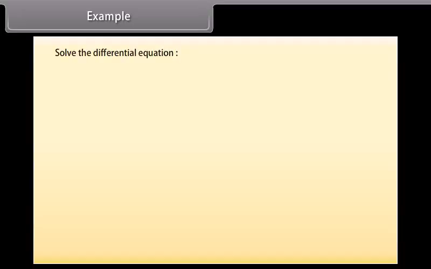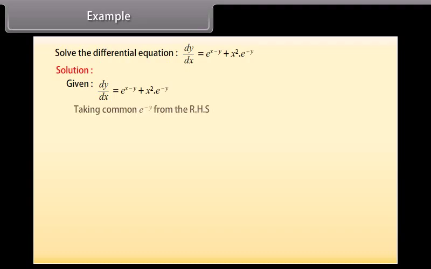Example. Solve the differential equation dy by dx equals e raised to the power x minus y plus x square into e raised to the power minus y. Solution. Given dy by dx equals e raised to the power x minus y plus x square into e raised to the power minus y. Taking common e power minus y from the right hand side, we get dy by dx equals (e raised to the power x plus x square) into e raised to the power minus y.